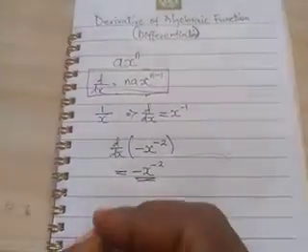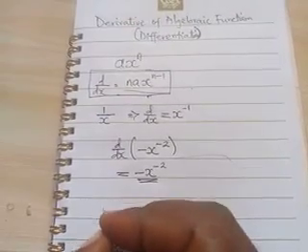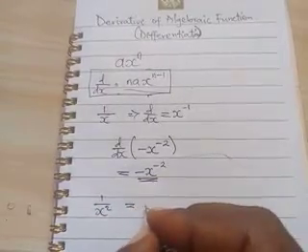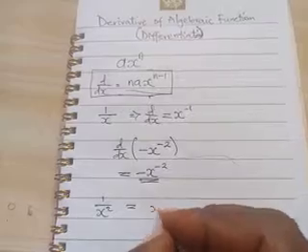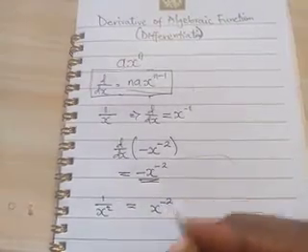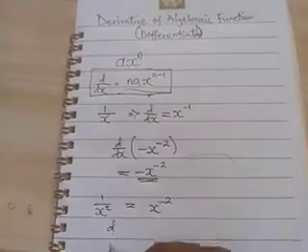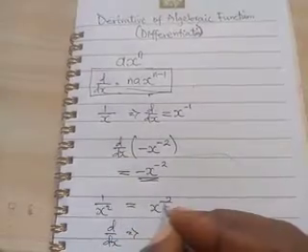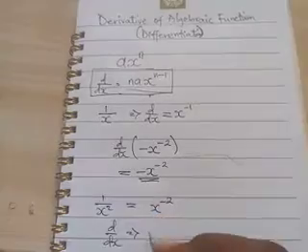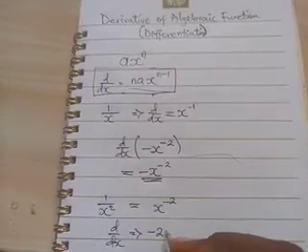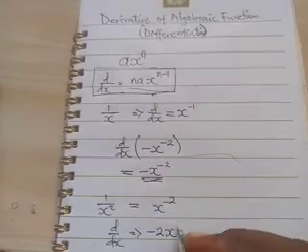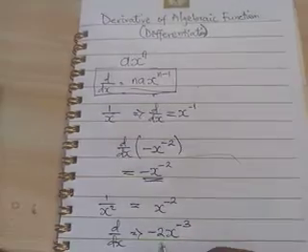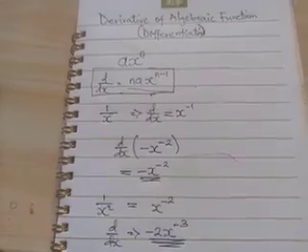What if I am asked to get the derivative of 1 over x squared? This is the same thing as saying x raised to power minus 2. So for me to differentiate it with respect to x, it becomes minus 2 times 1, which is minus 2x raised to power minus 2 minus 1 gives me minus 3. So this is the answer.